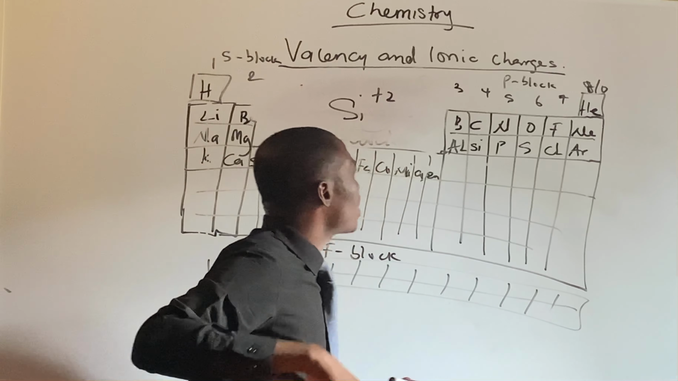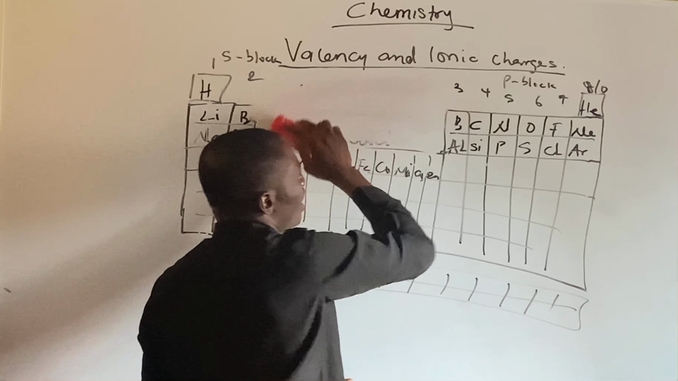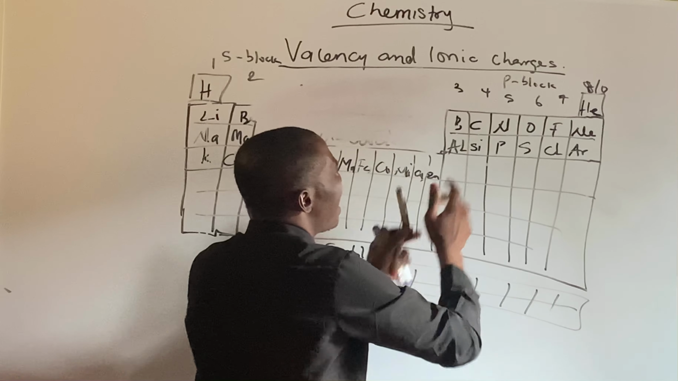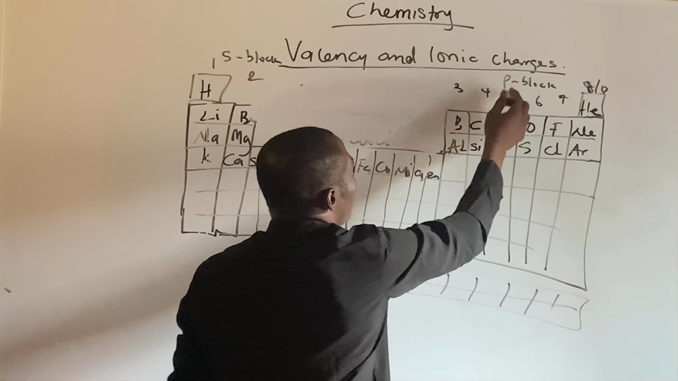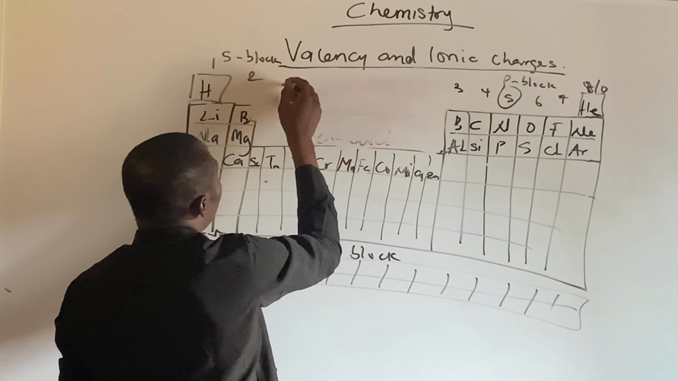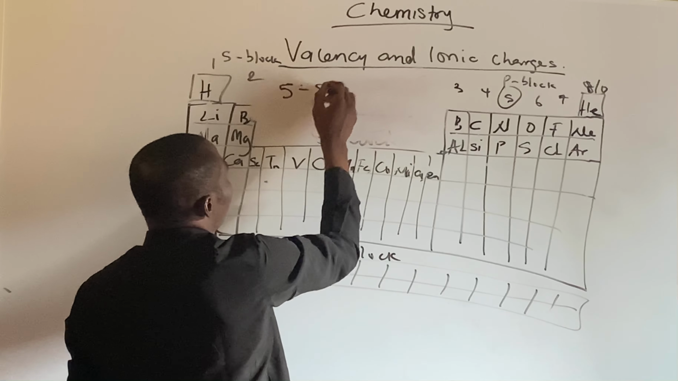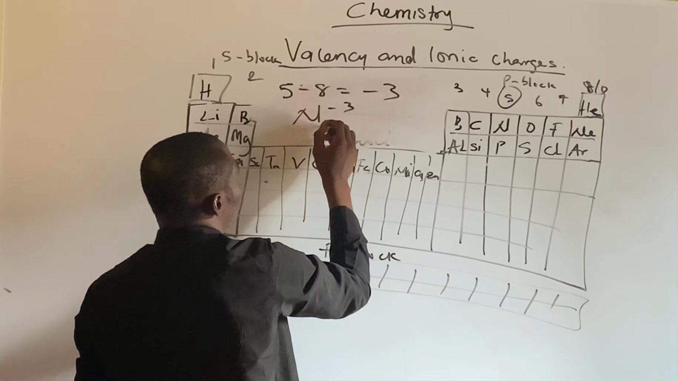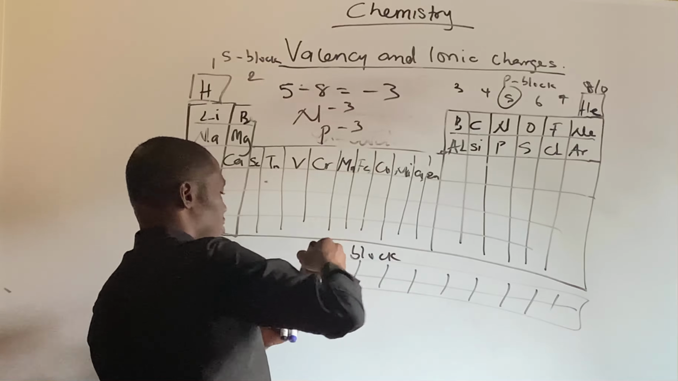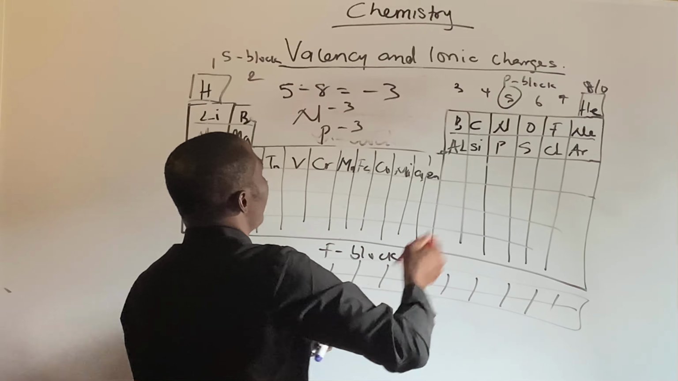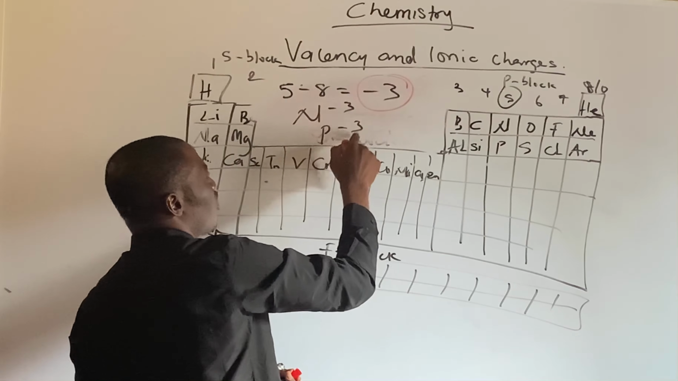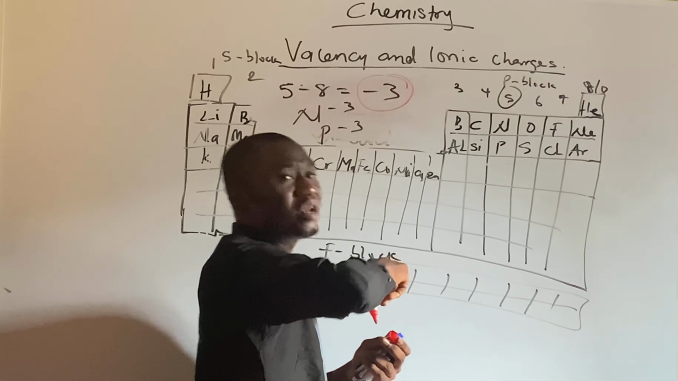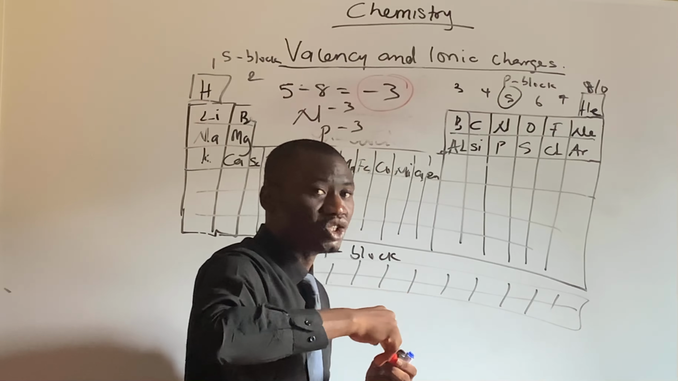All right, so we look at group 5. For any element in group 5, the charge is 5 minus 8, which is -3. So nitrogen is -3 and phosphorus is -3. You notice the -3 for nitrogen and for phosphorus. These are the ionic charges, and the valency is just 3.